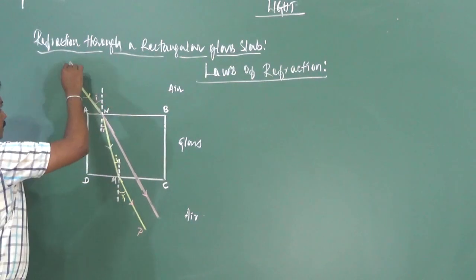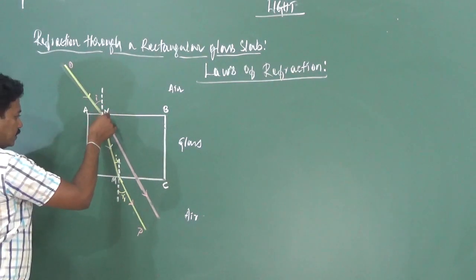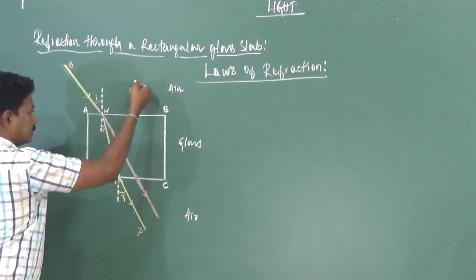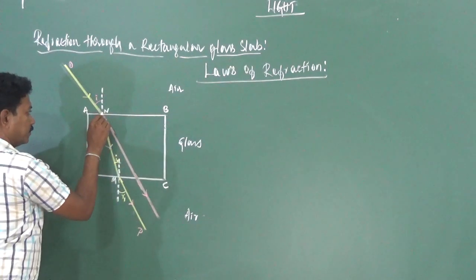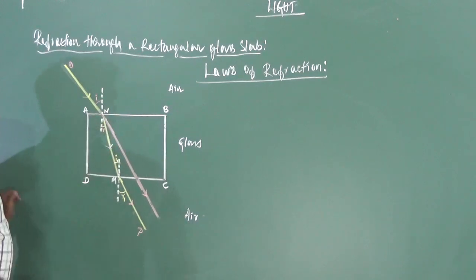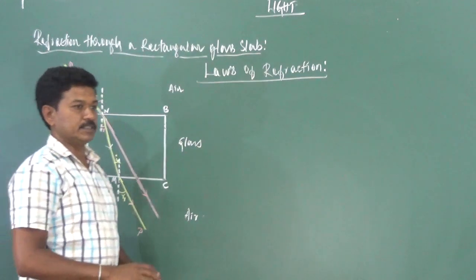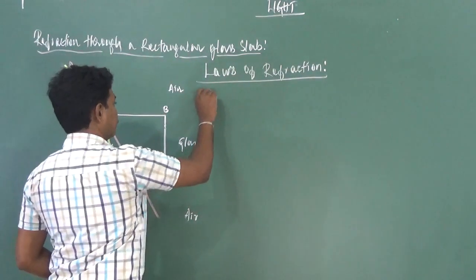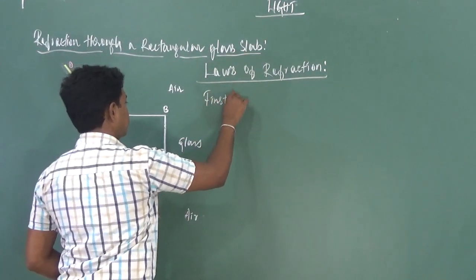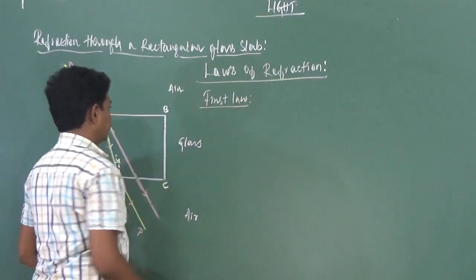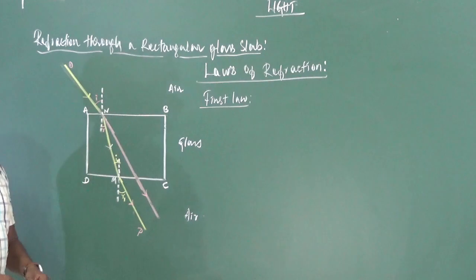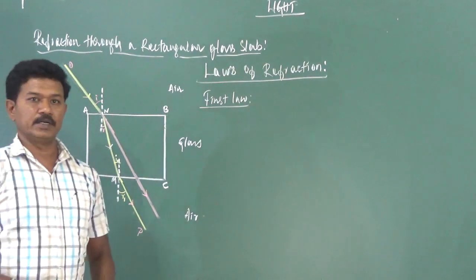So once again, the incident ray, the refracted ray and the normal at the interface separating the two media at the point of incidence all lie on the same plane. So this is the first law of refraction, right? So first law. The incident ray, the refracted ray and the normal all lie on the same plane, in simple words. In simple words you can remember it like that, right?